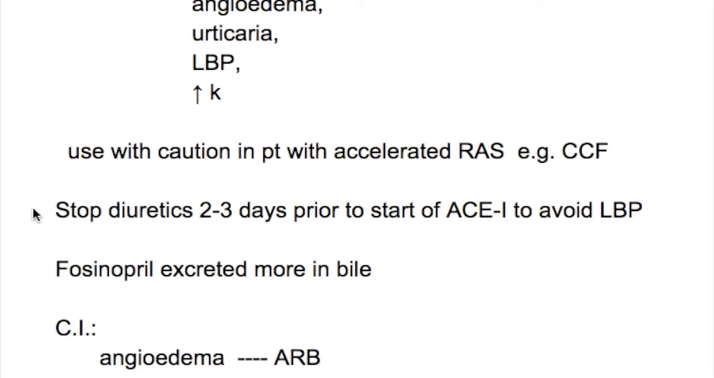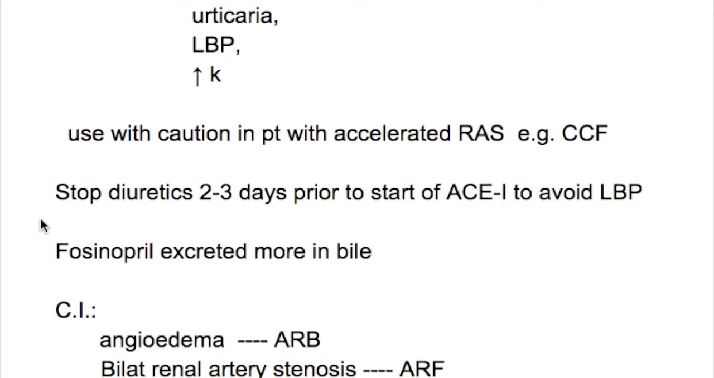What is the caution to be taken with use with diuretics? Stop diuretics 2 to 3 days before the start of ACE inhibitors to avoid low blood pressure. Which ACE inhibitor is excreted in the bile? It is fosinopril, which is excreted in the bile.